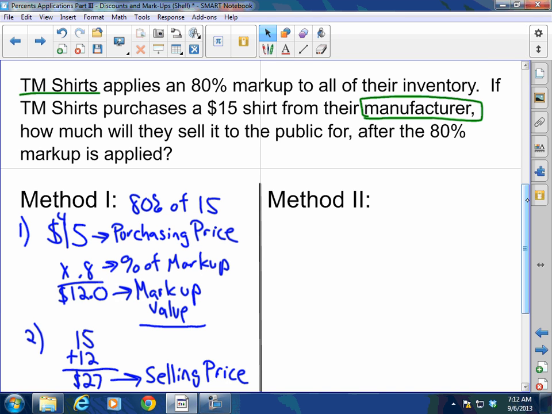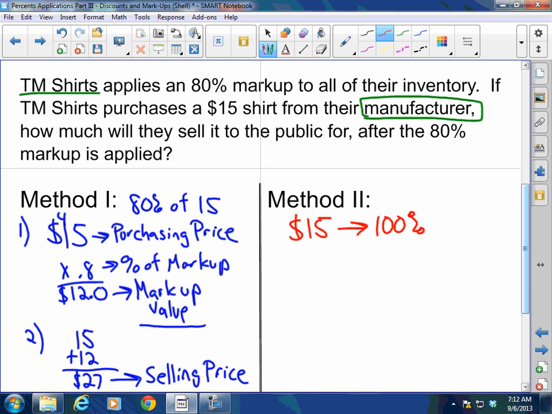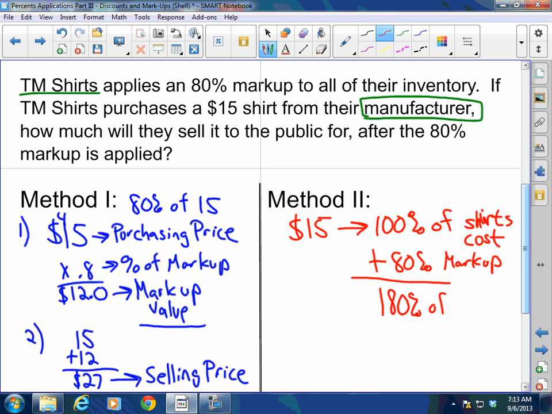Method two, similar to the discount, they're not going to give you a markup value in method two. It's just going to give you the selling price, but it's very simple. If $15 equals 100% of the shirt's cost, and I'm going to add 80% as my markup, am I not going to pay 180% of the shirt's cost? Okay, that's what I'm going to sell it for. I'm going to sell it for 180% of the shirt's cost.